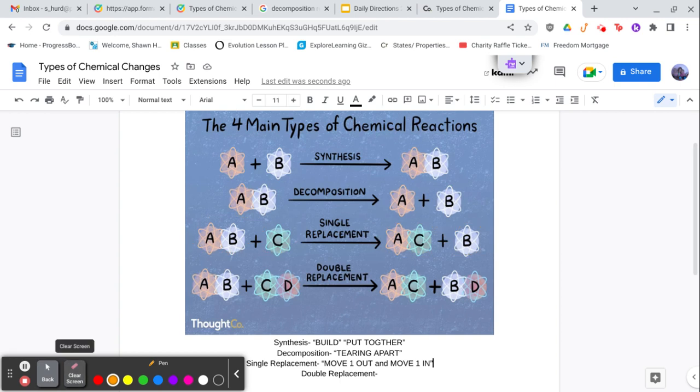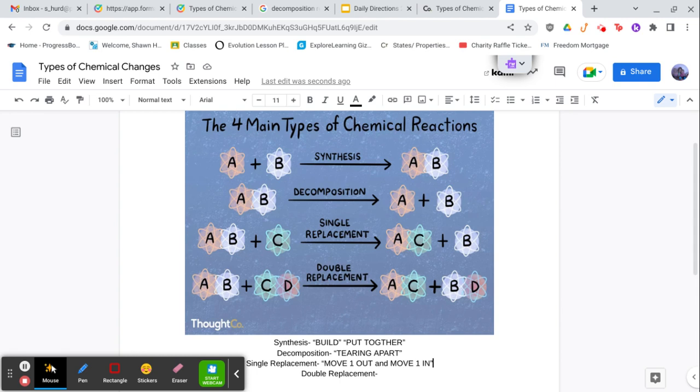Again, the key is that you started with AB on the reactant side and you ended on the product side with AC. Another way to look at this is to say that A stayed stationary. It's in the same exact spot on both the product side and the reactant side. I have moved in the C, and I have moved out the B. Anytime you can identify which element has moved into a new compound and which has moved out of a compound, you have single replacement.